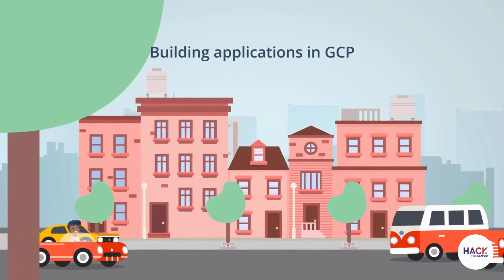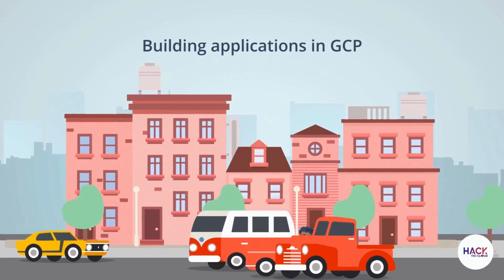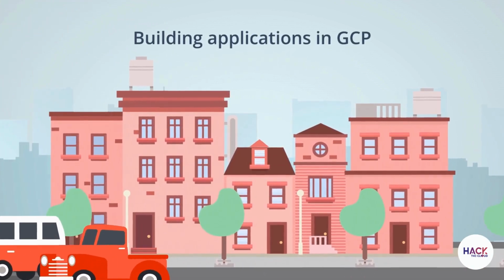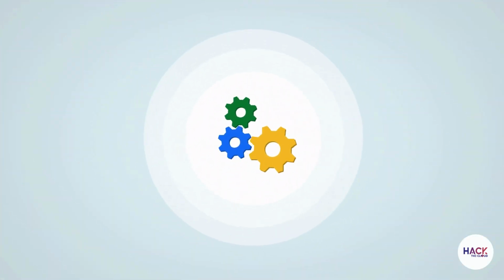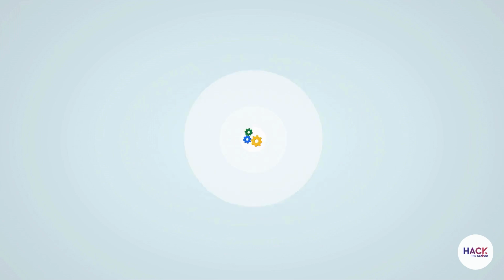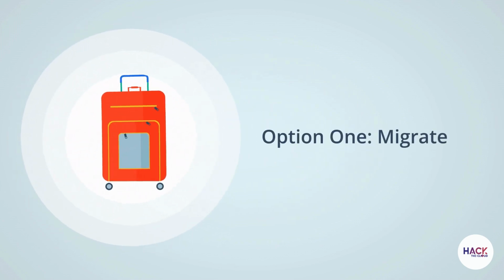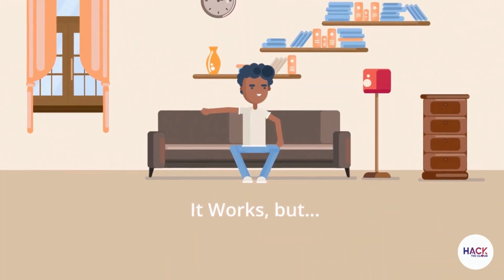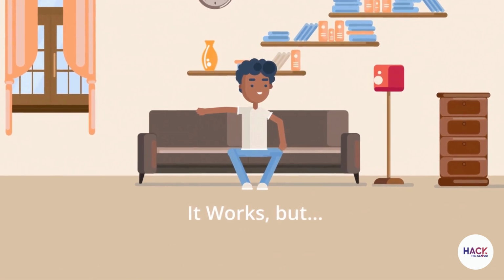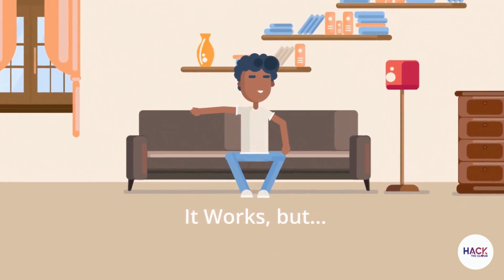Building applications in GCP. Alright, first question. Where do you want to build your application? You've got three options, kinda like deciding where to eat. Option 1, Migrate. This is the lift and shift meal deal. Take your app and data, put it on GCP without changing much. Good start, but it's like moving your old sofa into a new house. It works, but could be better.